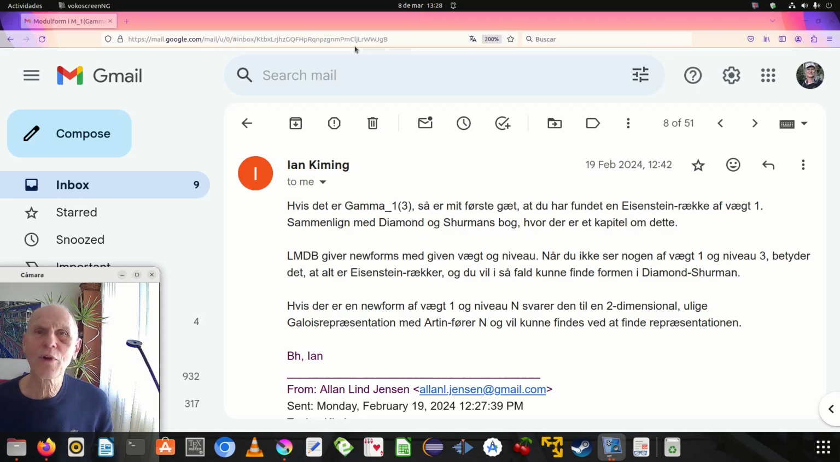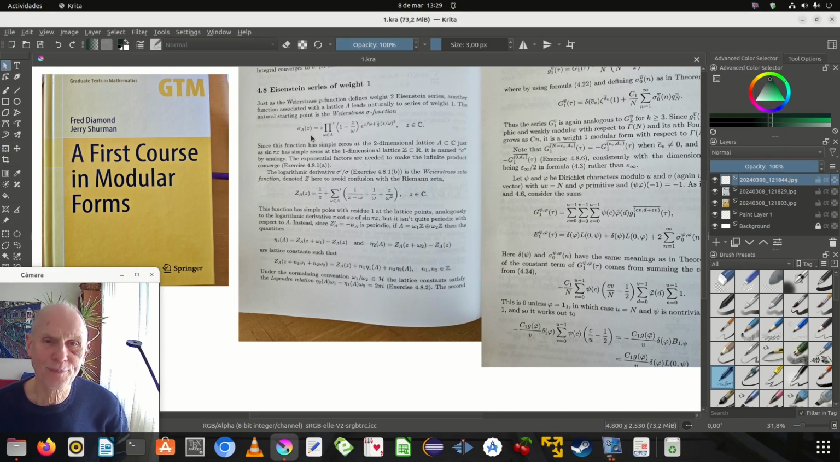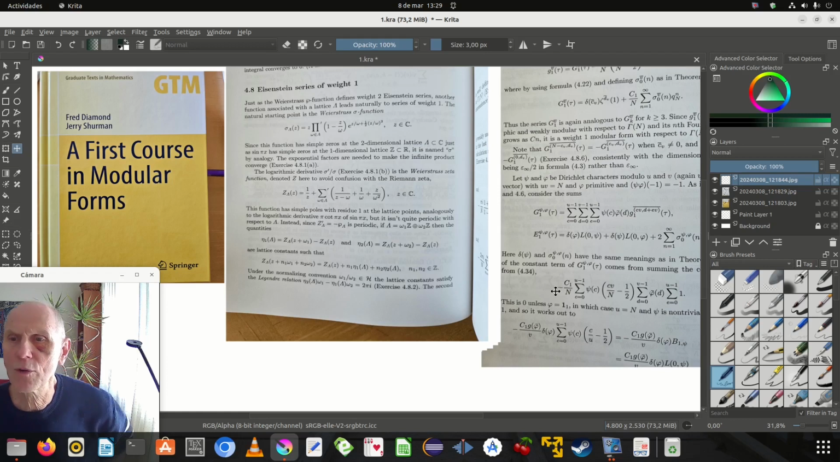Hello, this is now Friday the 8th of March. I bought the book and found the chapter on Eisenstein series of weight 1, and there is an explicit construction that leads to this formula. Let us just, well, I can't move it, sorry, which leads to this function. There is a constant, and then 2 times the sum of, never mind, exactly the formula I have.